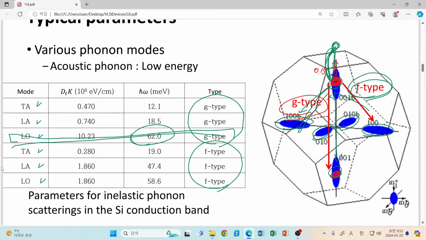G-type phonon, whose energy difference is about 60 milli-electron volt. That is the most important one. How important is it? Roughly speaking, almost half of our inelastic scattering originates from this 60 milli-electron volt LO phonon.